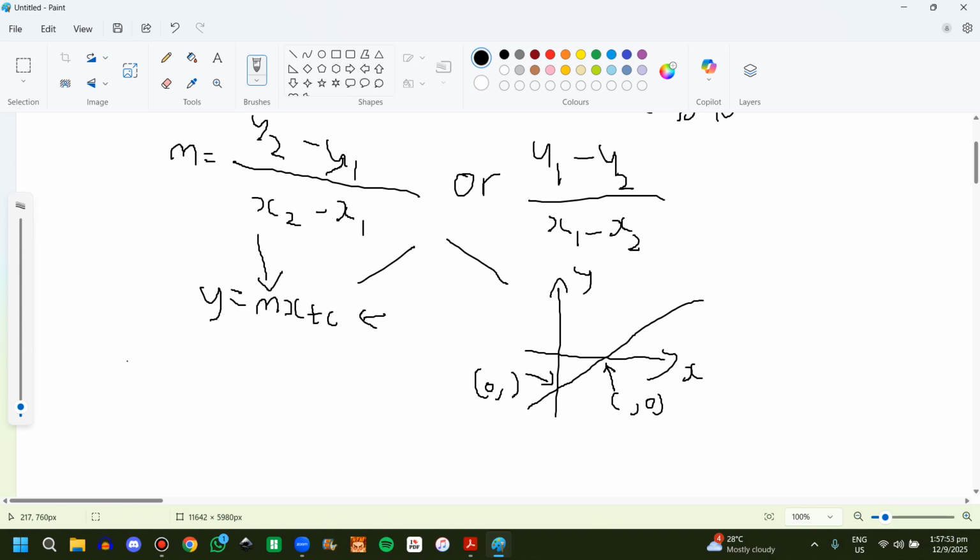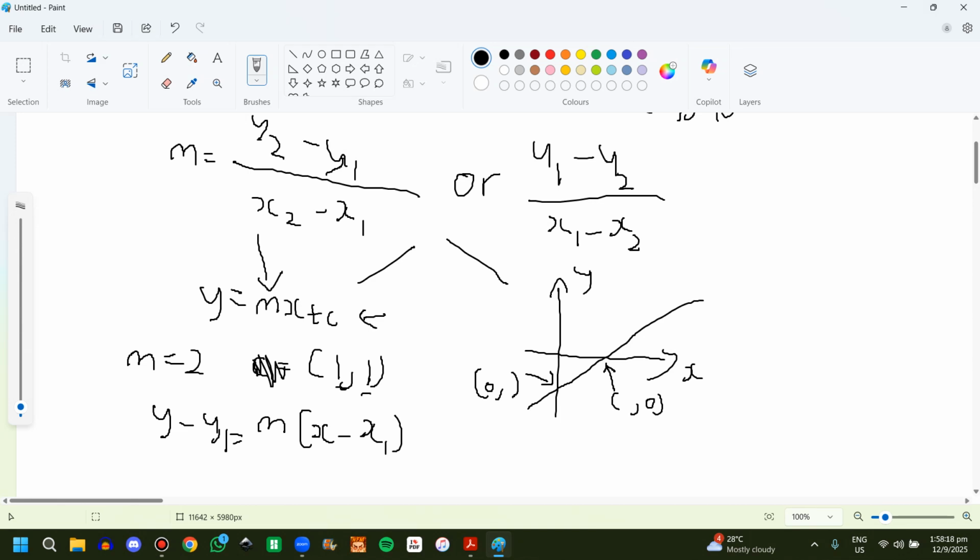Now there is another way to find the formula of a straight line, which goes like this. Let's say I know the gradient to be 2, and I don't know the y-intercept, but I know a point on the line, which is (1, 1). So I can write as follows: y minus y1 equals m bracket x minus x1, where x1 and y1 are 1 and 1 respectively in this scenario.